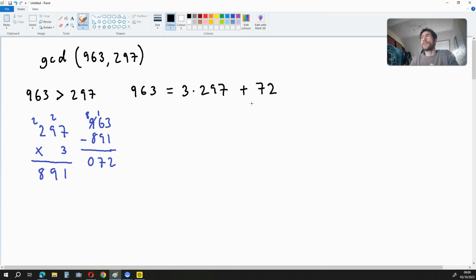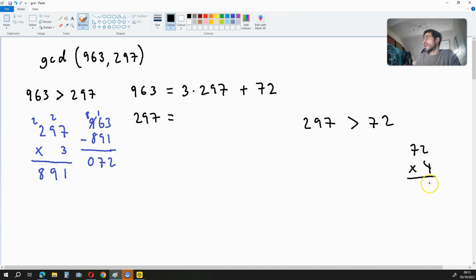Now we're going to move on to the next stage of finding the greatest common divisor. So the next stage is this: 297 is greater than 72. So we write 297 is equal to something times 72 plus a remainder. Now we can estimate what this is going to be. So let's do 72 times 4.